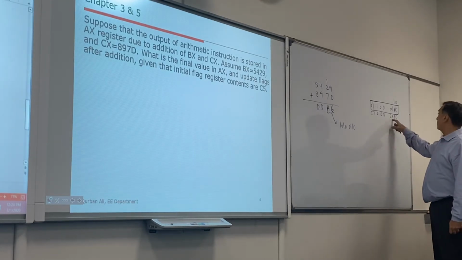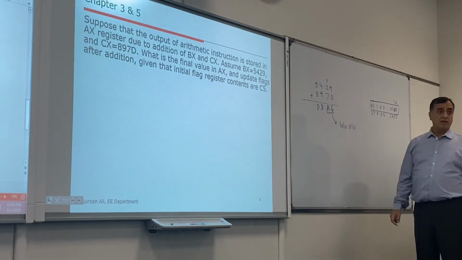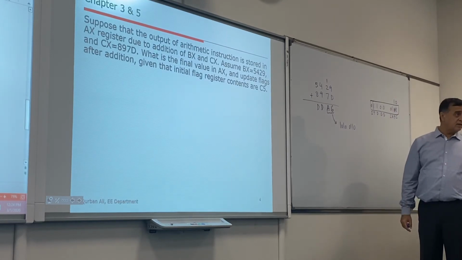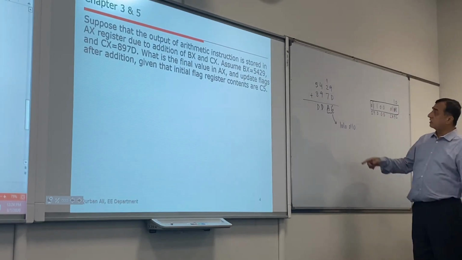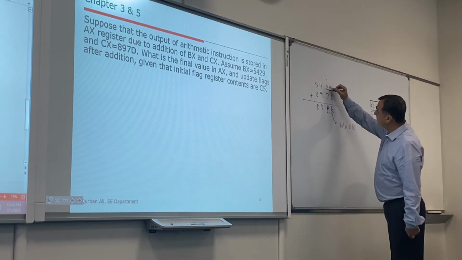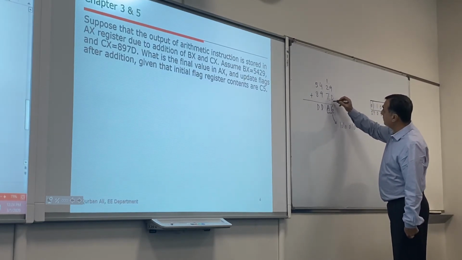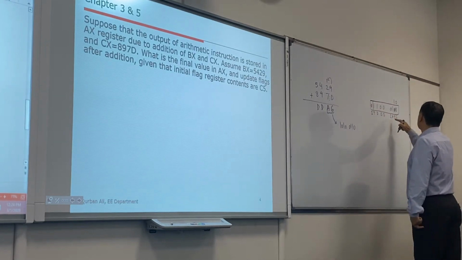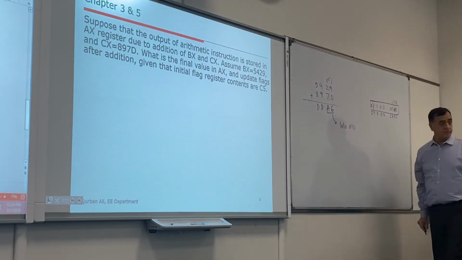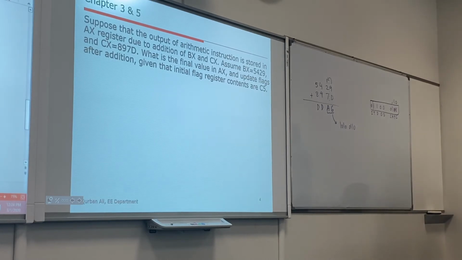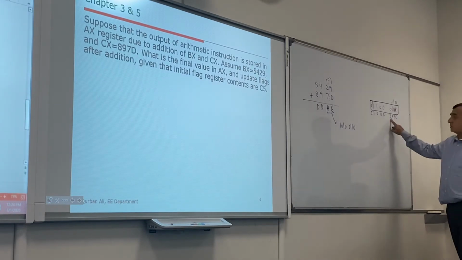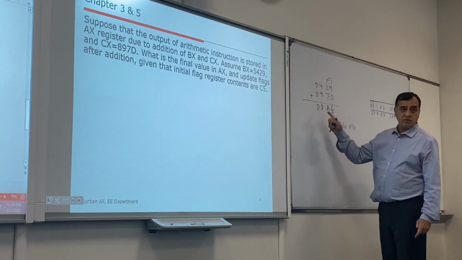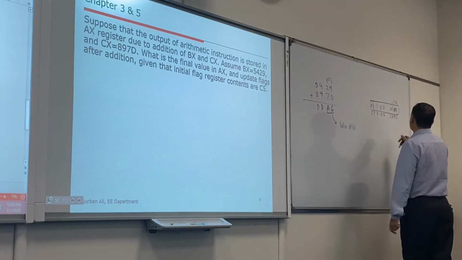What is it? Auxiliary. Auxiliary means, that means over here, is there a carry from here to here? Yes. There is 1, right? So this is correct. Already 1, so we'll make it 1. What is next? Zero flag. Is the answer 0? No, right? So make it 0, right? Which is correct.